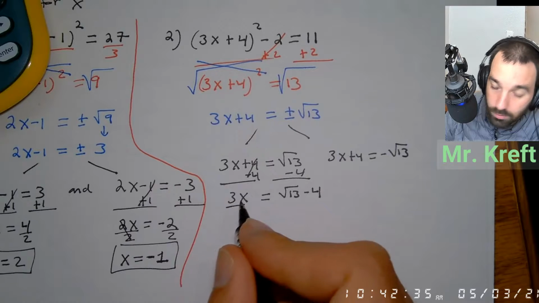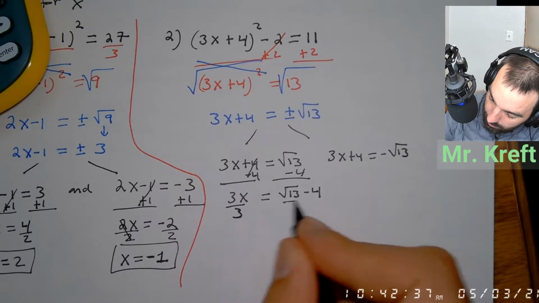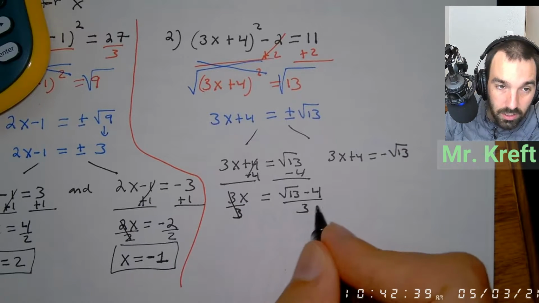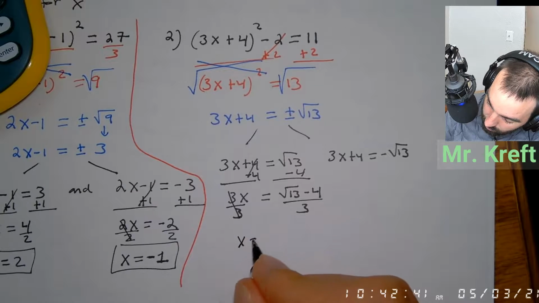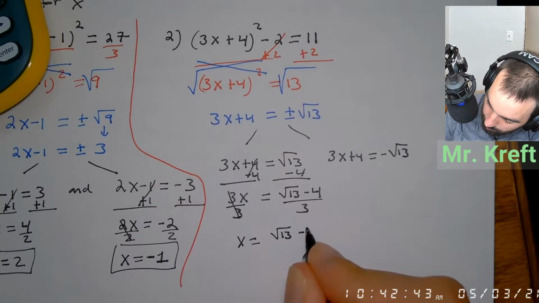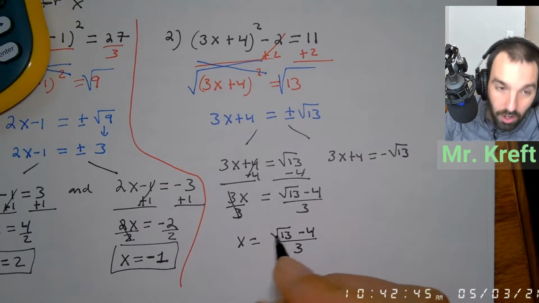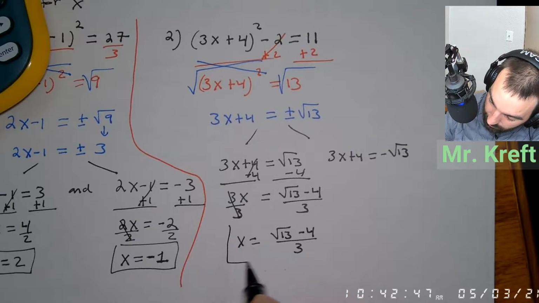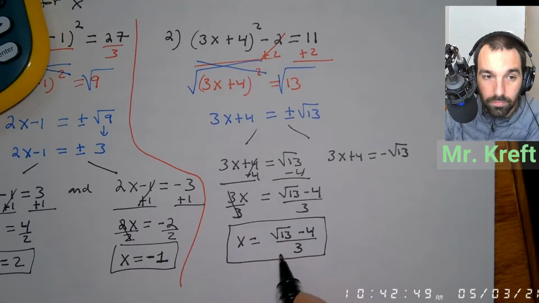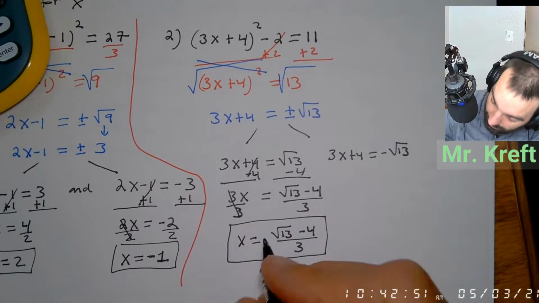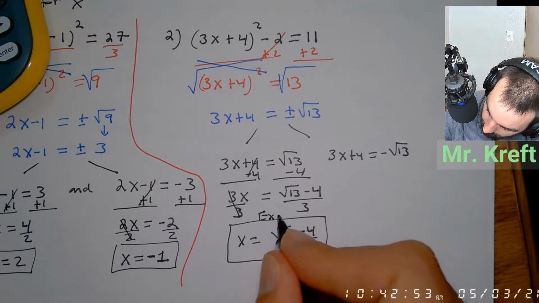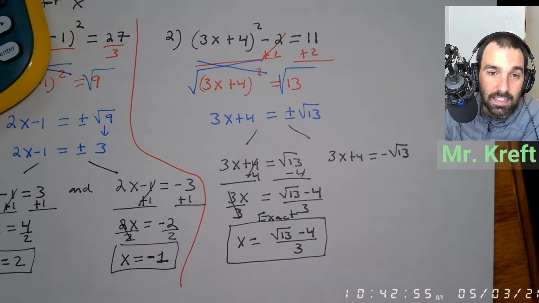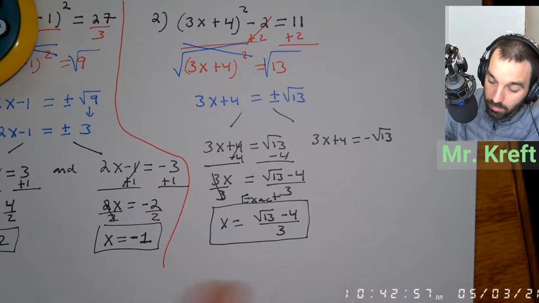So I have 3 times x. I'm going to divide both sides by 3. And again, we don't have to do this. We can just leave our answer like this, and this is called our exact answer. And see how it's x equals? So this is the exact answer.